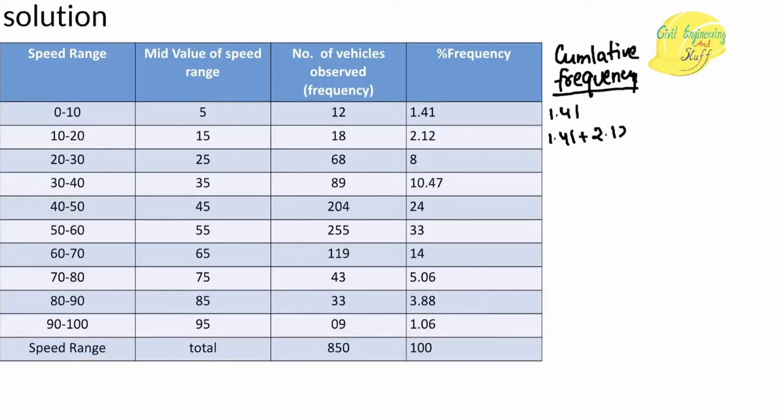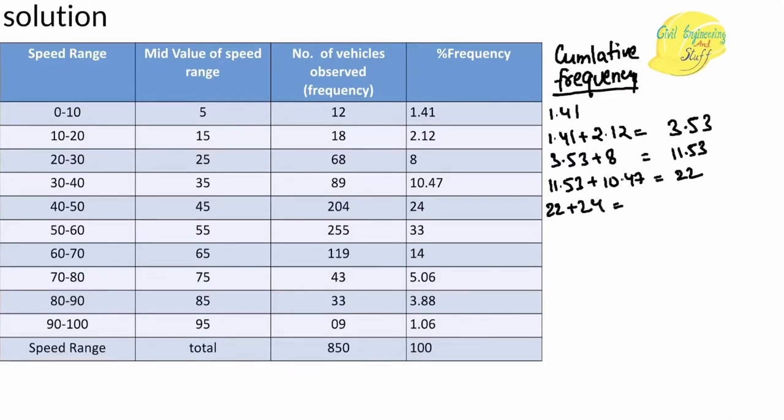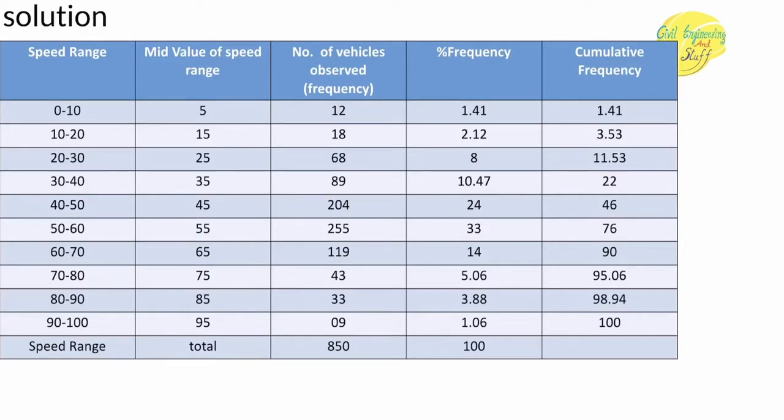So here it will be 1.41 plus 2.12, which comes out to be 3.53. Then we have 3.53 plus 8, which is 11.53. Then 11.53 plus 10.47 comes out to be 22. Likewise, 22 plus 24 will be 46, and we'll do the same for each and every data. Okay, so this comes out to be something like this. Your cumulative frequency comes out to be these.